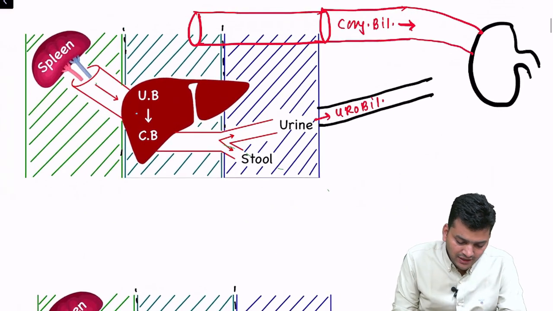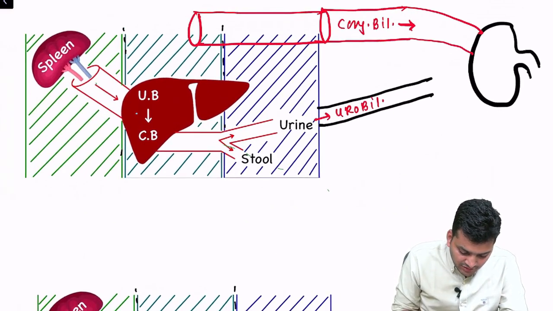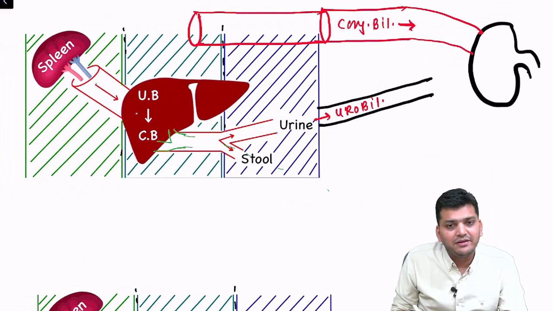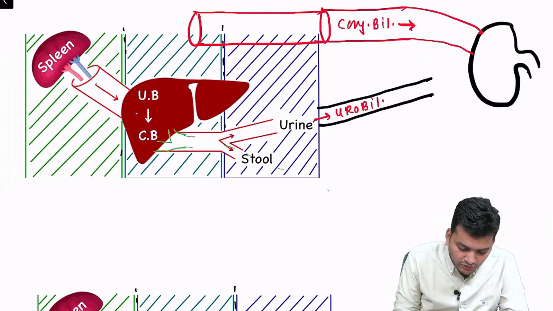So now we have a situation where this is the biliary tree, the biliary duct, the common bile duct, and so on. For example, there is a gallstone which has been impacted here. There is a gallstone.